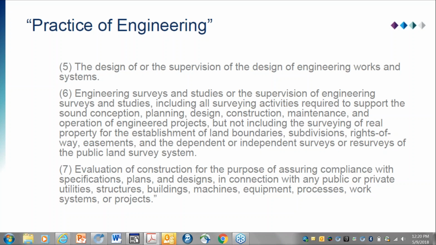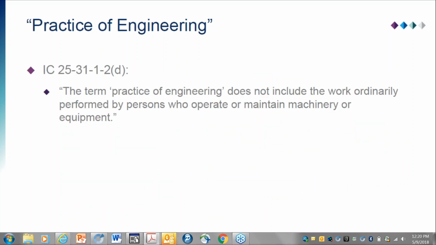I, for one, think that Illinois engineers ought to go back and read their Practice Act, but there is no requirement as such. And there is a provision in the statute that defines what the practice of engineering is not, and it does not include the work ordinarily performed by persons who operate or maintain machinery or equipment. And so people that we may think fit into this category are maybe an operating engineer, a railroad engineer, a building engineer, or a stationary engineer. So you're allowed to use that designation as long as you're limited to operating or maintaining machinery or equipment.